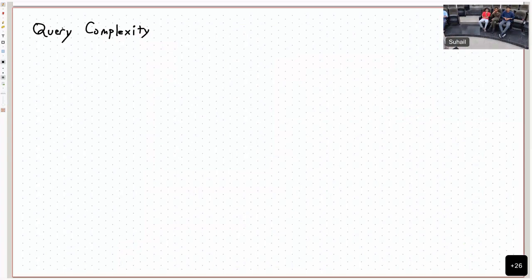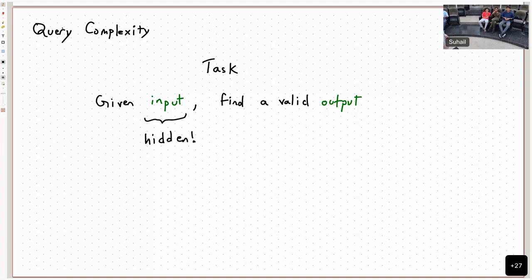So what is this world? In general, when you have a computational task, you're given an input, and you want to find the valid output. If the task is factoring, you're given your input as a number, and the valid output is any factor of that number. In query complexity, the input is actually hidden from you. And if you can't see the hidden input, how are you going to know what the valid output is? So this task is an impossible task.